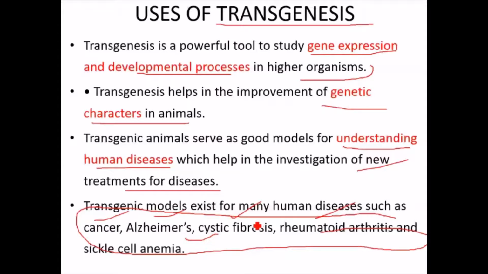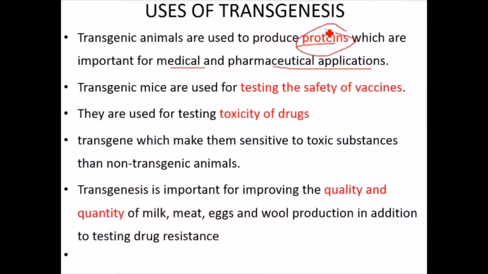Then transgenic animals are used to produce particular proteins which are important for medical and pharmaceutical applications. Here the protein refers to insulin, human growth hormone, factor 8, whatever it is. 13 factors are associated with blood clotting. All the 13 will be produced in a laboratory with the help of transgenic animals. So protein will be produced. Some drugs are produced, antibiotic, monoclonal antibody, whatever it is. Organisms are used as a host for the production of this protein and used to rectify diseases in human beings also.